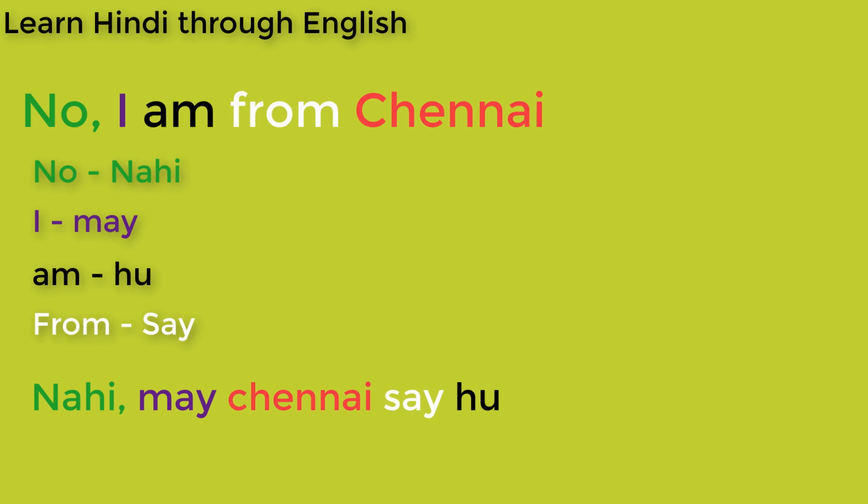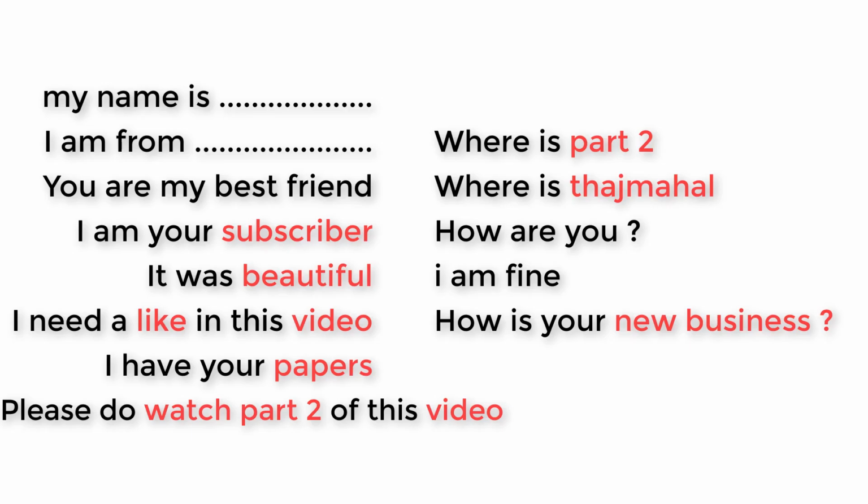No, I am from Chennai. No will become nahi. I will become main. Am will become hoon. From Chennai will become Chennai se. Now we can frame this in SOV pattern. Nahi, मैं Chennai से हूँ.